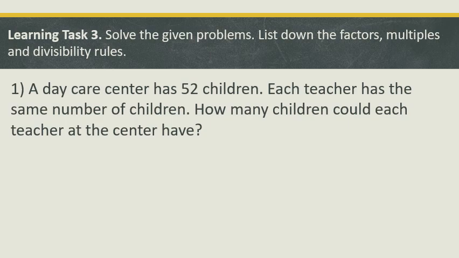Then, for the learning task 3, so we will solve the given problems. List down the factors, multiples, and divisibility rules. So, a daycare center has 52 children. Each teacher has the same number of children. How many children could each teacher at the center have?